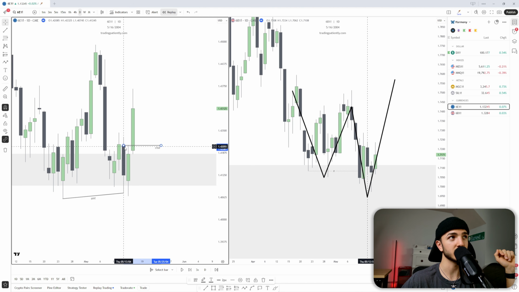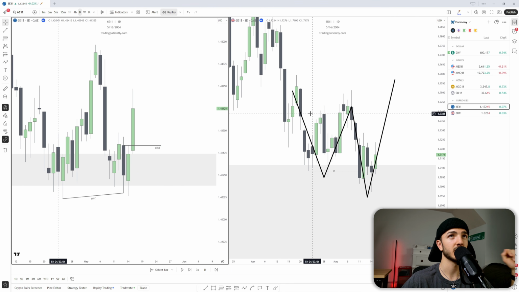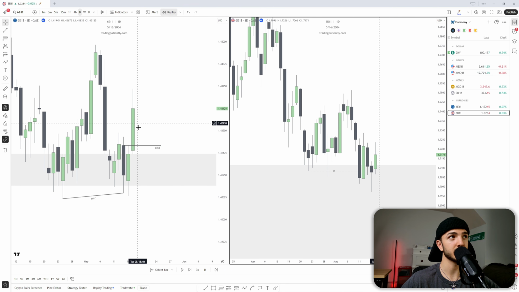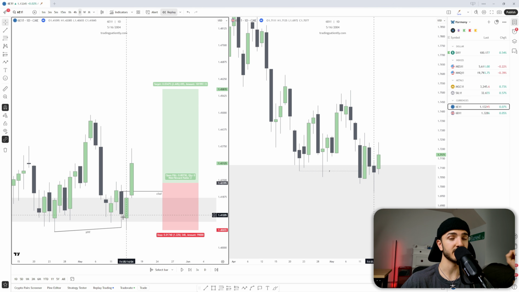So I need a body close above this down close candle. Once we get that, this becomes a valid SMT divergence, and we have our long idea on the menu. So this is now a valid SMT divergence. I usually set my limit order right at the order block or at the fair value gap that gets created. So we'll see what happens here.